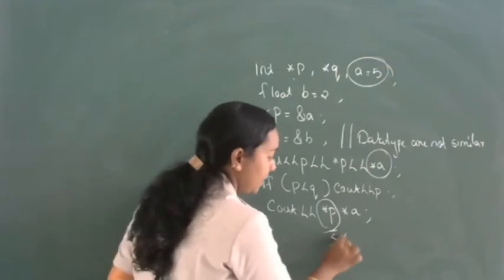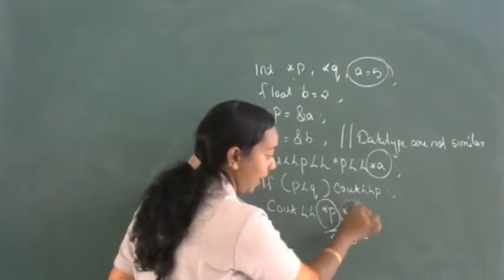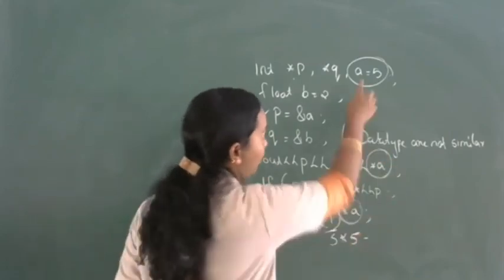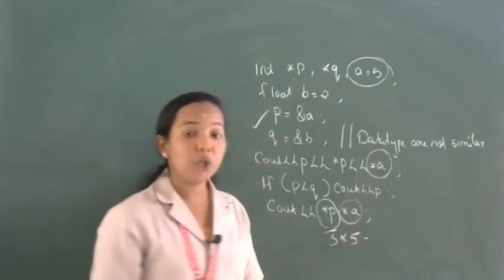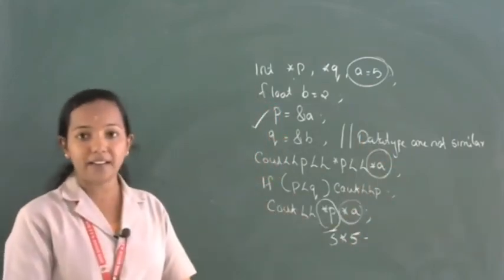Then 5 star 5. Star A means the value of A. What is the value of A? 5 star 5, 25. There will be no error in the statement.